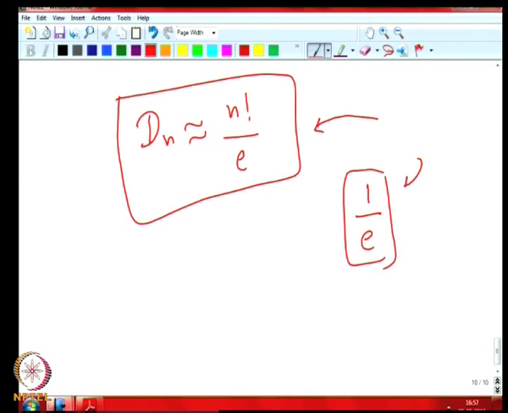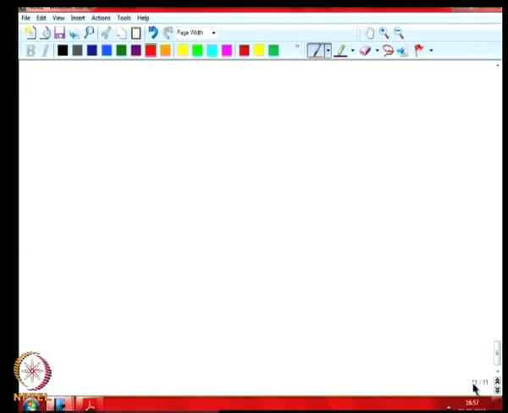In that case, 1 by e will come. Let us not get into the technical details of that, because we are not doing probability now. But intuitively, if you understand the ideas of probability, it will be useful to know this formula in such situations. So, 1 by e. Now, we will not discuss more than this about derangements. There is interesting material, but probably this is not the time to discuss it.